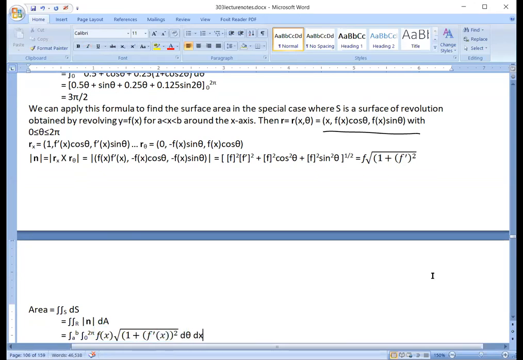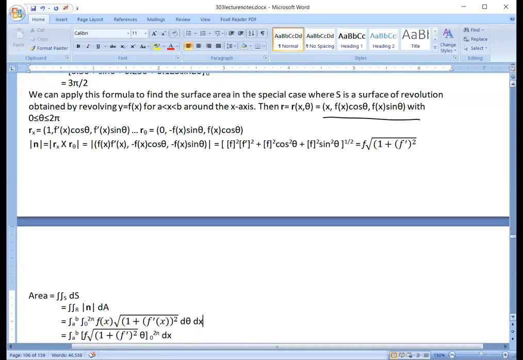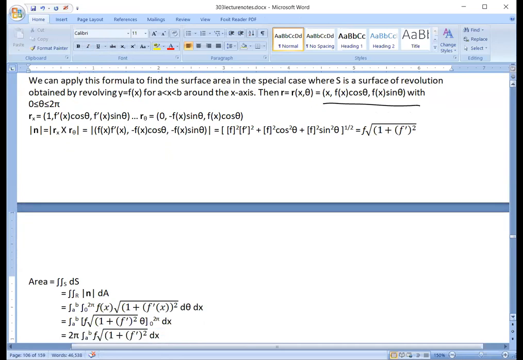Okay. So now we can easily integrate that d theta, because all of that does not have a theta in it. So relative to theta, it's just a constant. So that just becomes all of that times theta, with theta going from 0 to 2 pi. So plug that in and you get 2 pi times all that business. So it's the integral from a to b of f times the square root of 1 plus f prime squared, and then all of that dx.